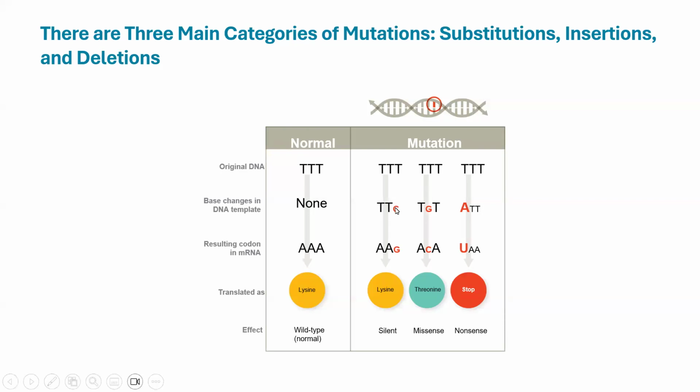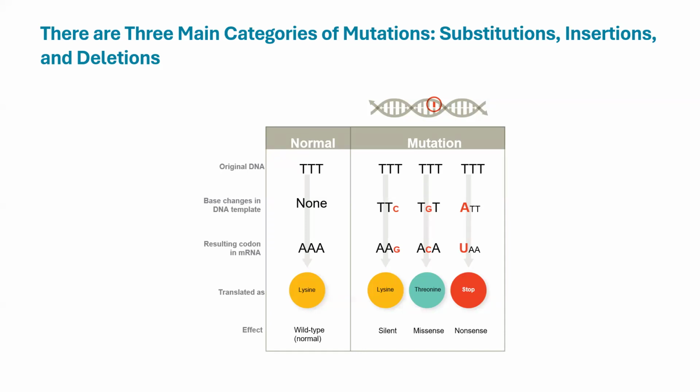Now, if there's a mutation in that third T to become a cytosine, then the transcription is going to become AAG. Now, this is a silent mutation because it is going to give us lysine again. This is part of why the redundancy in that amino acid code is so important. Now, in this next situation, if we change the center nucleotide to a guanine, you now have ACA in your messenger RNA, and that codes for threonine.